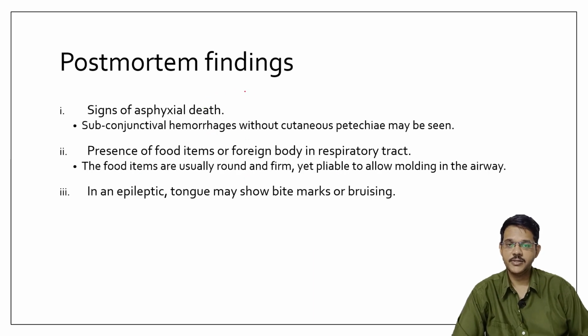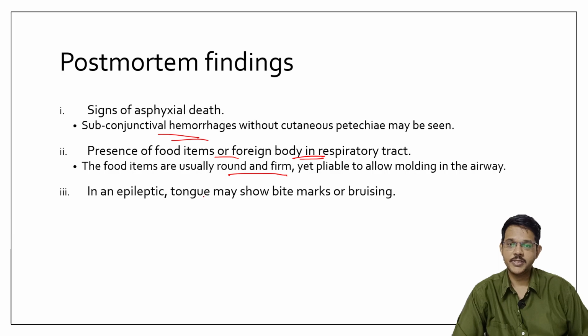Postmortem findings in case of choking. There are signs of asphyxial death. Subconjunctival hemorrhages are present without any cutaneous petechiae. There may be presence of food or a foreign body in the respiratory tract, that is, the object which is causing the choking is present in the respiratory tract. The food items are usually round, firm and pliable to allow molding in the airway.